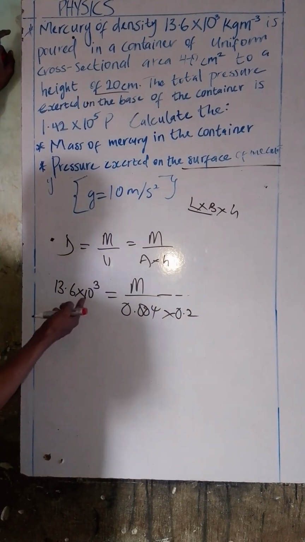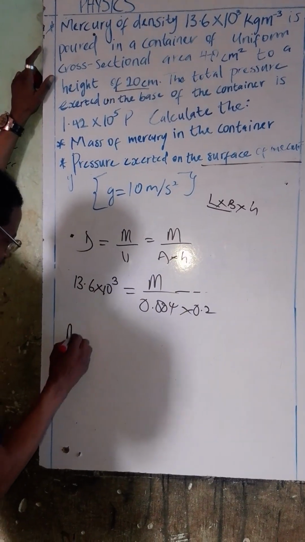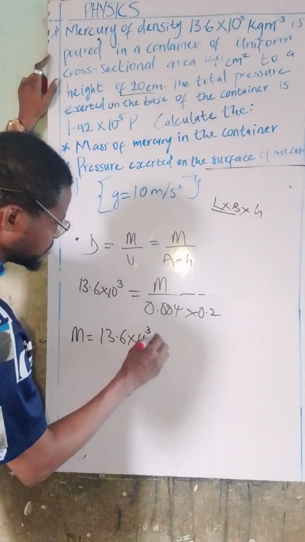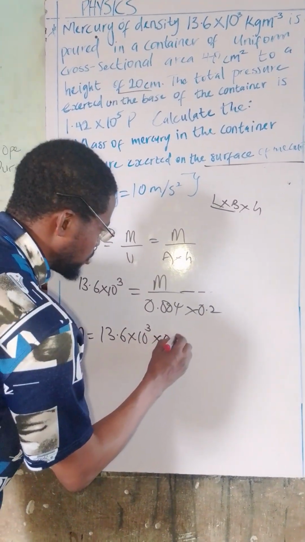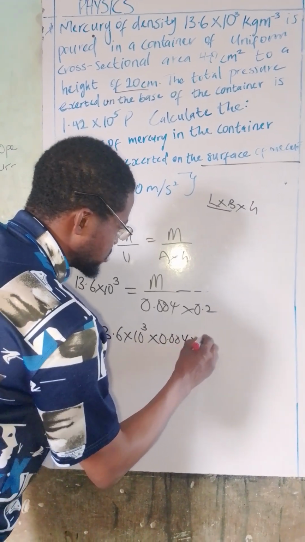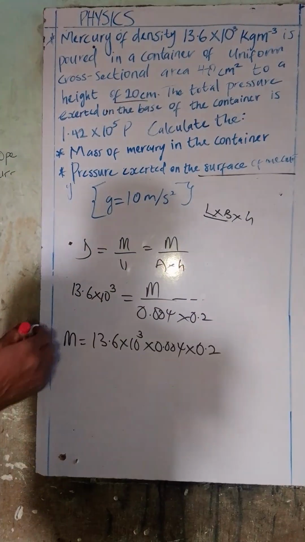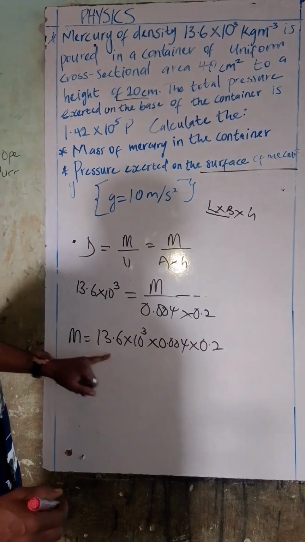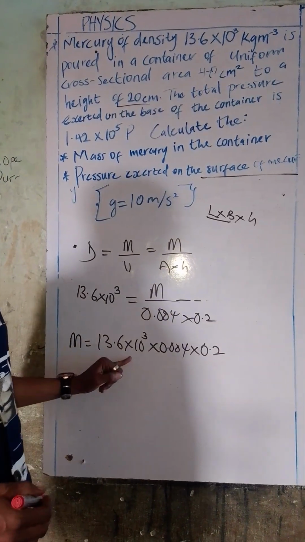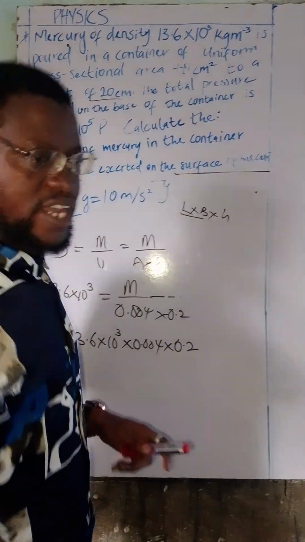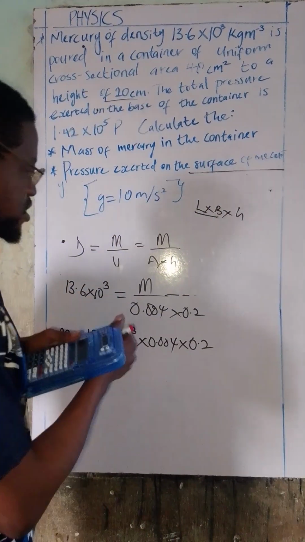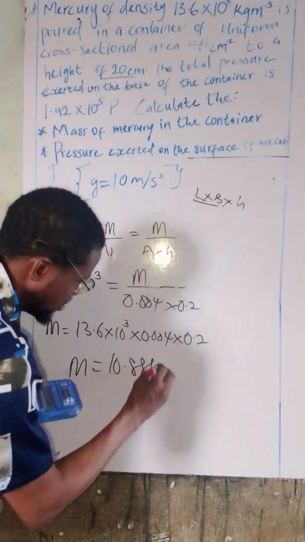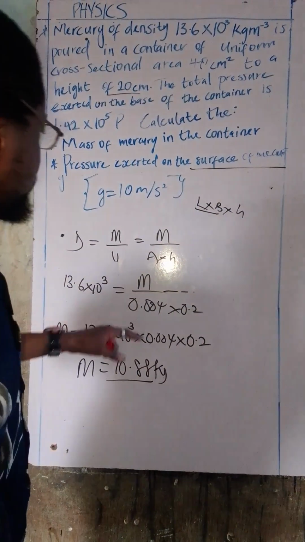So what I need now is to cross multiply. Everything here we multiply, and that is our mass. Our mass is equal to 13.6 times 10 raised to power 3 times 0.004 times 0.2. You can also try your own calculator as well, but this is exactly what we want to multiply out. Let's see what the calculator gives. Our mass is equal to 10.88 kilogram. So we are done with our mass.